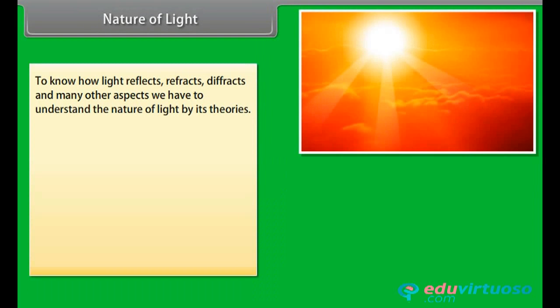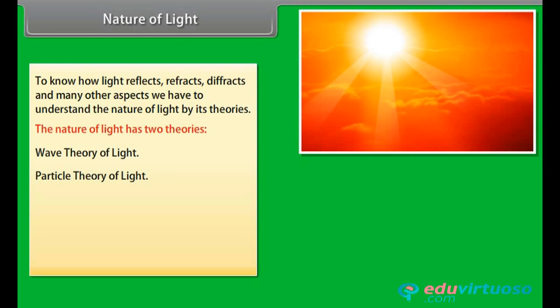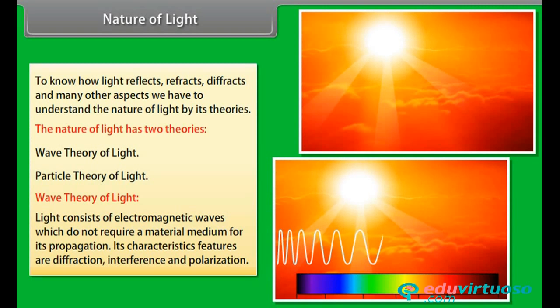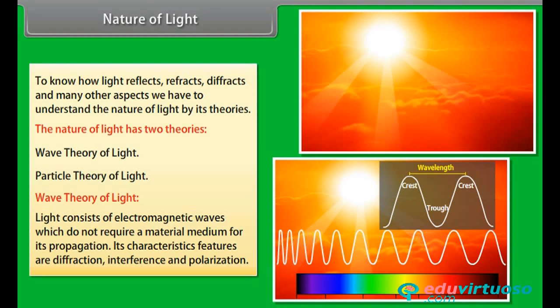Nature of light. To know how light reflects, refracts, diffracts, and many other aspects, we have to understand the nature of light by its theories. The nature of light has two theories: wave theory of light and particle theory of light. Wave theory of light. Light consists of electromagnetic waves which do not require a material medium for its propagation. Its characteristic features are diffraction, interference, and polarization.